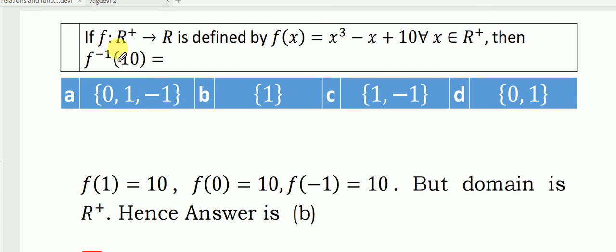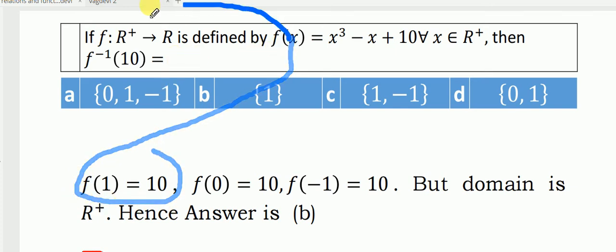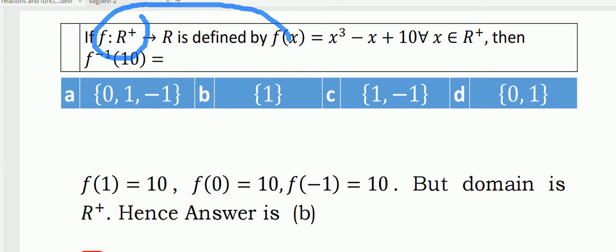So in such cases, while finding the inverses of this, because f inverse of 10, when you give x is equal to 1 only, then the answer is 10 out of this. 1 is the number from the set of positive real numbers.